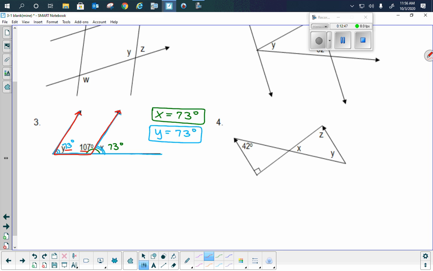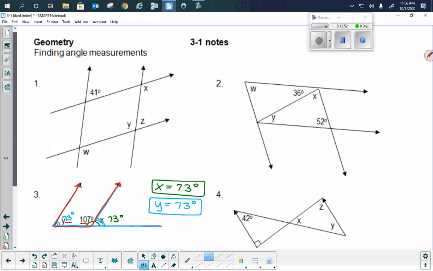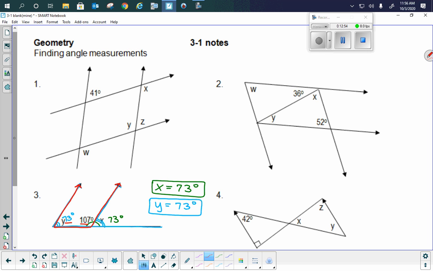Next, maybe we'll go back to 1, because this looks more like some of the pictures that you saw in the last chapter, right? You just got 2 sets of parallel lines. And just so you know, sometimes they will do this where they'll say, here's a single arrow, so those 2 are the ones that are parallel to each other, and here's a double arrow, so those are the 2 that are parallel to each other. Sometimes they do that, sometimes they don't, but trust that they are parallel.